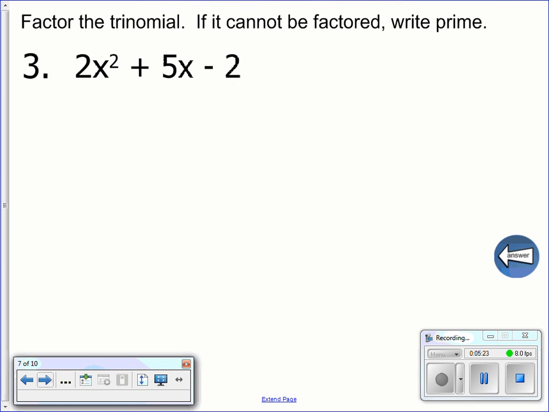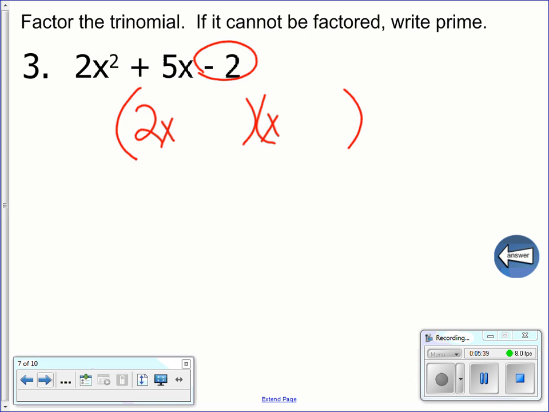All right, let's try another one. Again, 2x squared, the only way I could get to 2x squared is by x and 2x. And my only factors of 2 are 1 and 2. But remember, one of them has to be negative. So let's try 1 here and 2 here. If I multiply these, this would be 1x, and these would be 4x. That would be great if I could add them together, but I can't because one of these has to be negative.